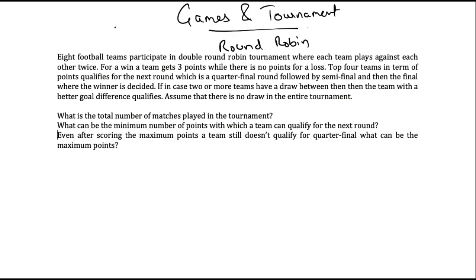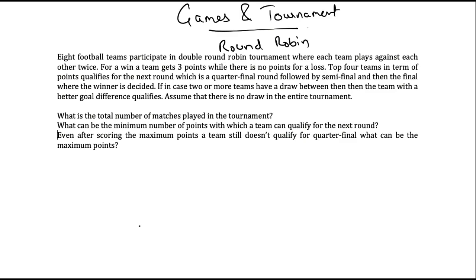Second type of question in round robin, we have 8 football teams participating in a double round robin format. That is, each team will play against each other twice, and for a win a team gets 3 points and there is no point for a loss. It is also given that there is no draw in the entire tournament, while the top 4 teams in terms of the total points will reach the next round, which is the quarter-final round. The winner of the quarter-final will reach the semi-final, and the winner of the semi-final reaches the final. So after the finals we'll be getting the winner of the tournament.